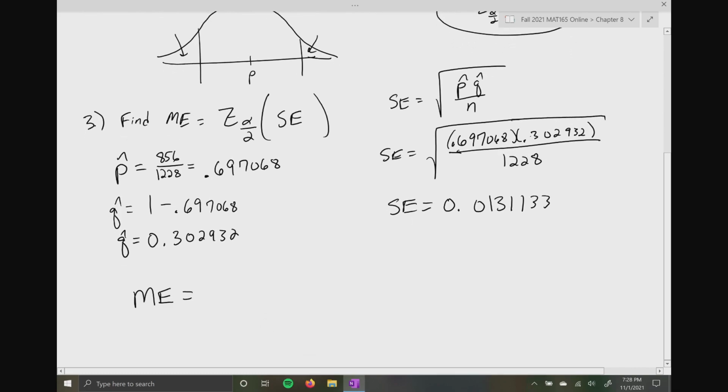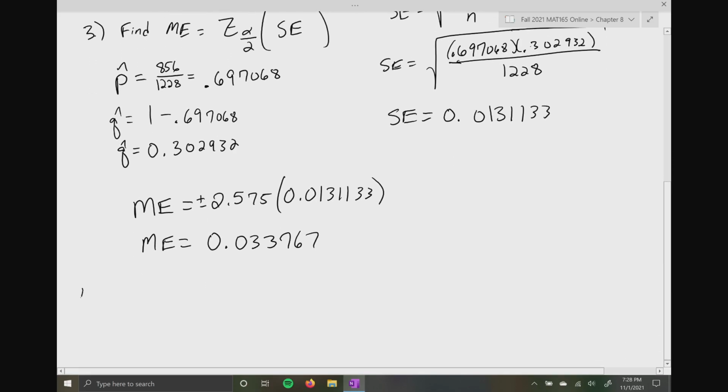All right? So finally, our margin of error is going to be 2.575 times 0.0131133. Now remember, technically there's a plus or a minus out front. So if you want to leave that plus or minus out front, that's fine with me, okay? But just know all you need to do is multiply these two numbers together. So 2.575 times 0.0131133 gives me 0.0333767. So I'll round it to 6 decimal places. All right. Step 3 is done.